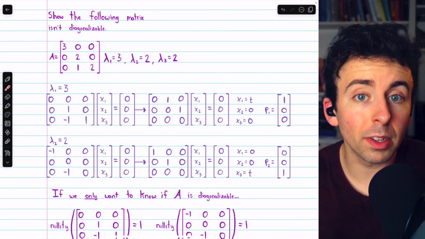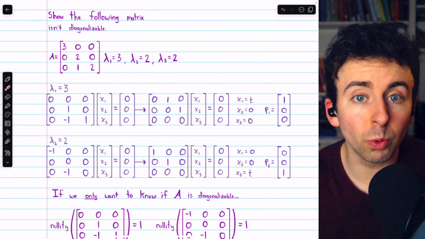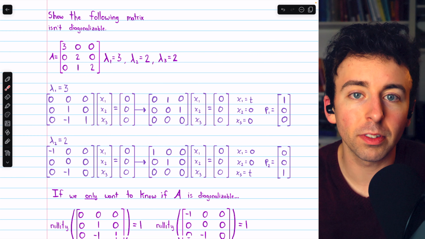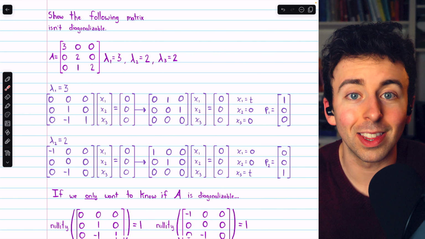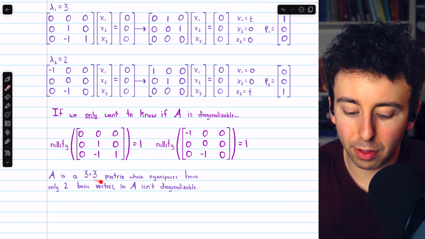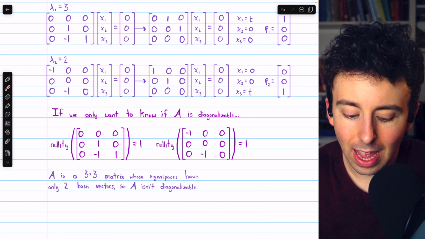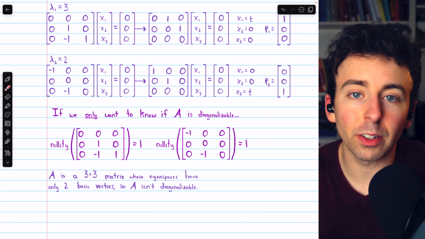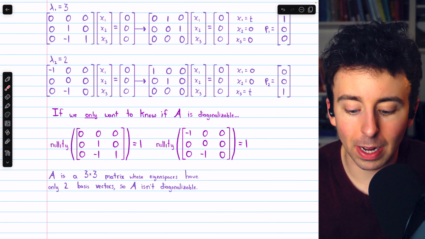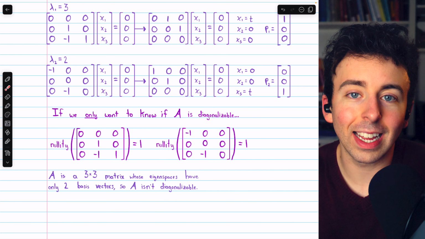If we didn't know that from the start though, then maybe the matrix was diagonalizable, in which case it certainly would be helpful to have those eigenvectors, which is why you might just want to do it this way. Either method we choose, the solution is the same. A is a 3 by 3 matrix whose eigenspaces have only 2 basis vectors. That is, only 2 linearly independent eigenvectors for this matrix. Hence, A is not diagonalizable.